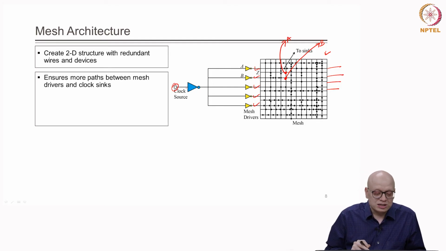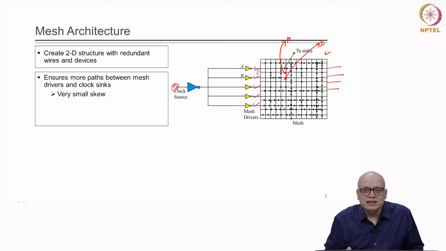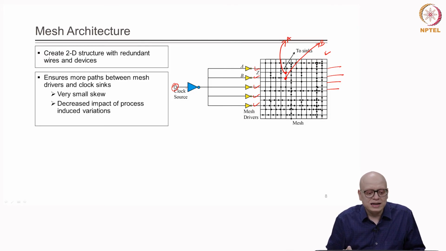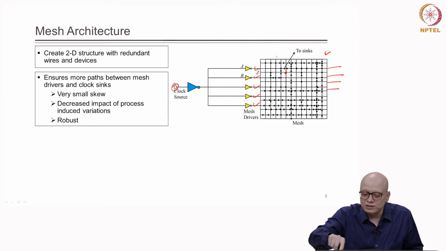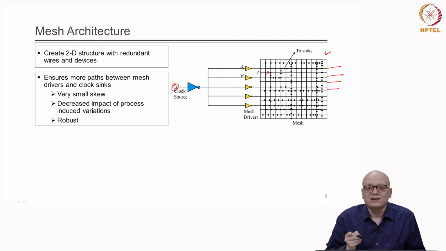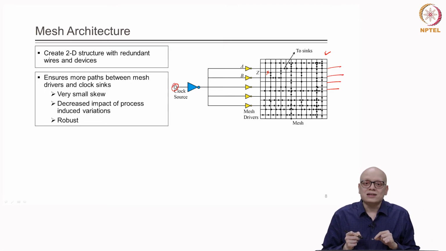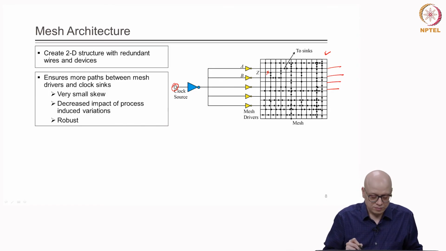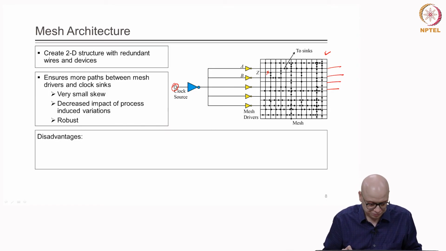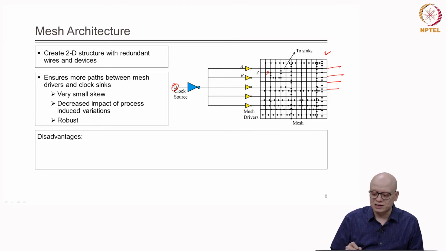So, the mesh architecture ensures more paths between mesh drivers and clock sinks, and therefore very small skew is observed, and decreased impact of process induced variation is also observed in this kind of architecture. It is also robust in the sense that even if one link gets broken, the clock can reach through other paths, and therefore this architecture is more robust than a tree architecture. But what are the disadvantages of mesh architecture?